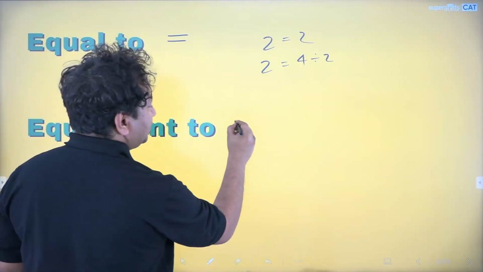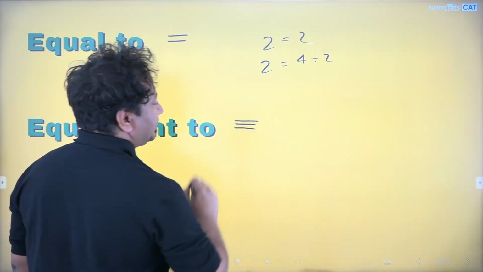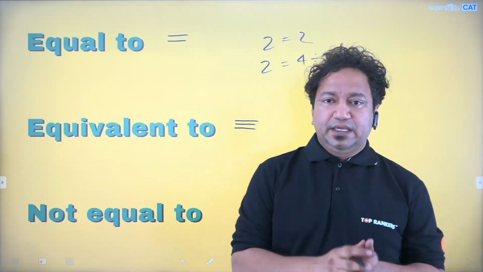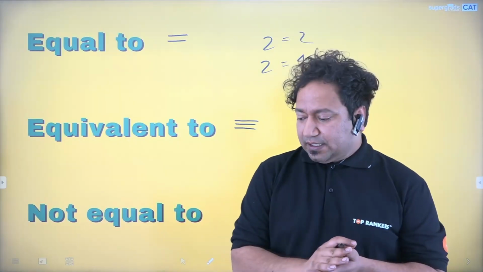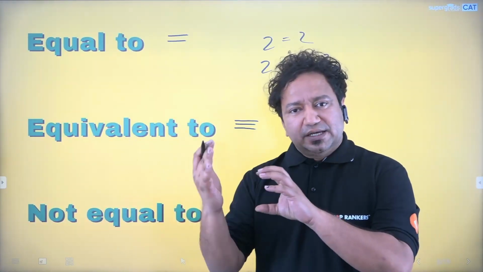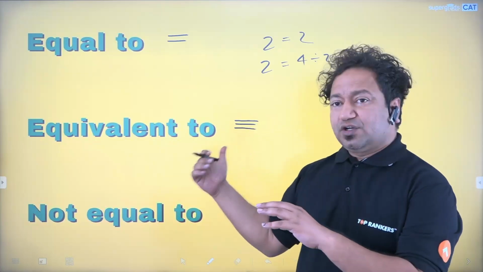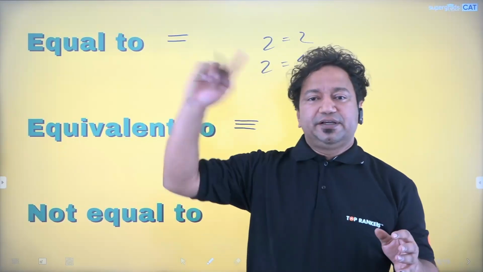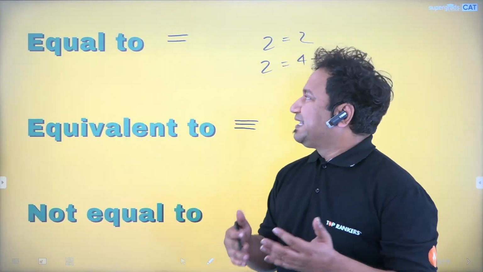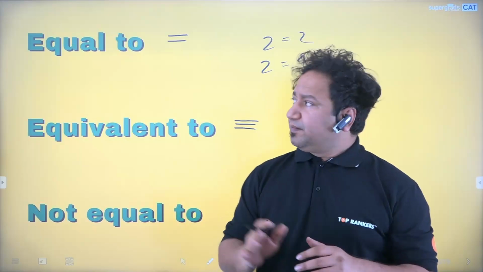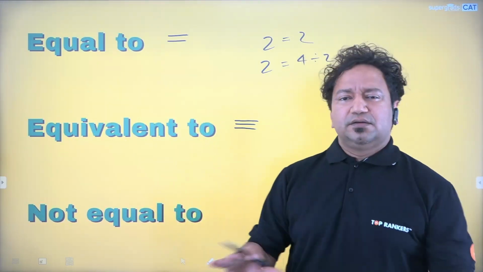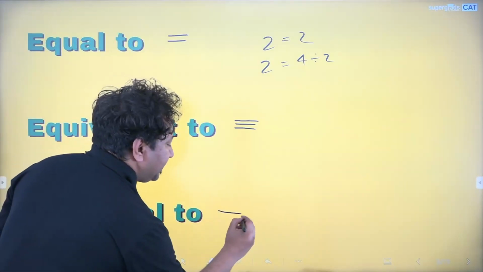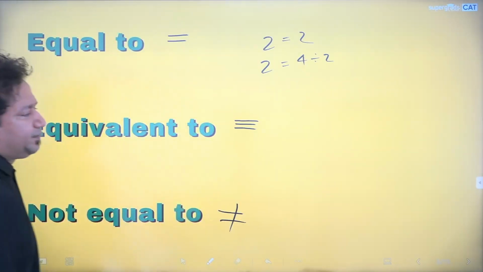Equivalent to. Whenever we use three horizontal lines, this means equivalent to. So it's not equal, but it's equivalent. That means something which is very much similar. When we use these symbols in the real chapters, we'll be able to get to know what is equivalent and what is equal. Equal means exactly same. Equivalent means similar, almost same. Not equal to: we'll have the equal symbol and just put a cross over it. It becomes not equal to.